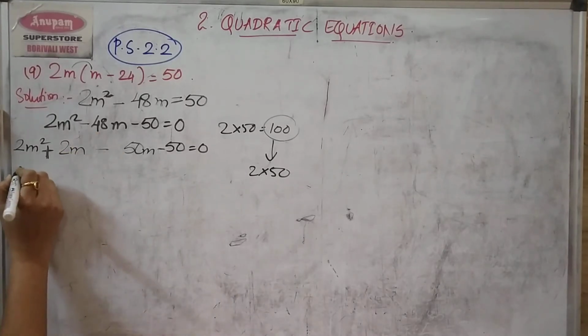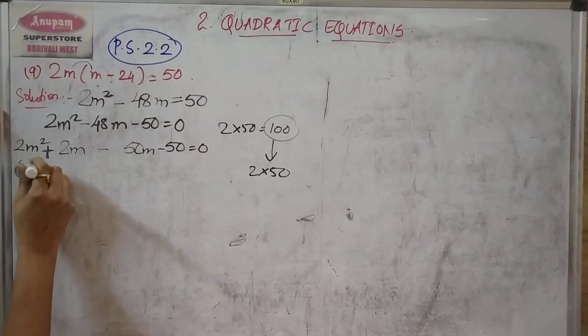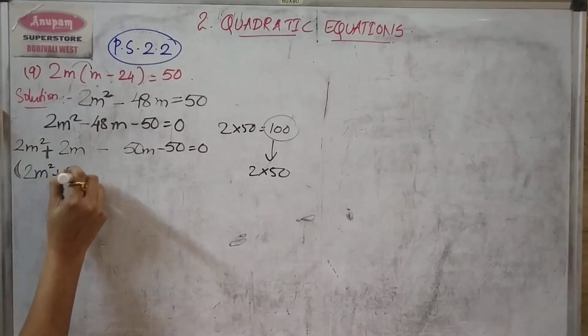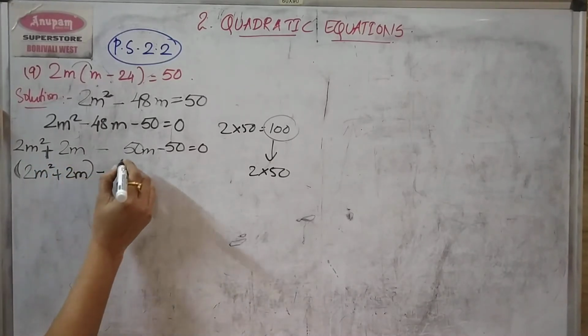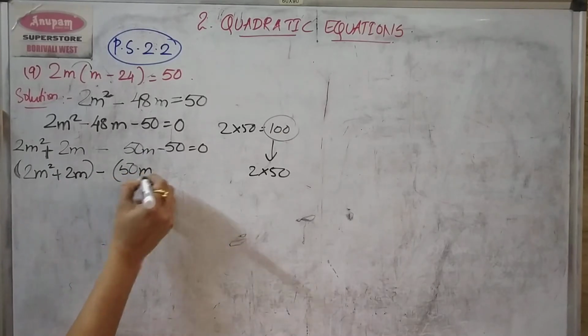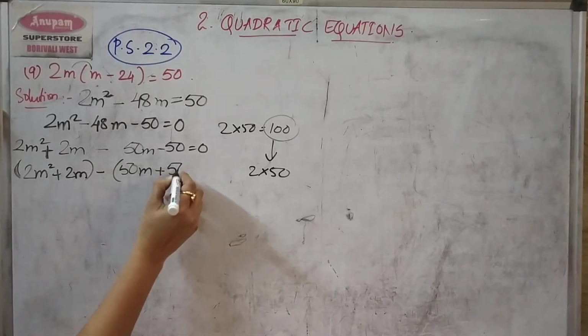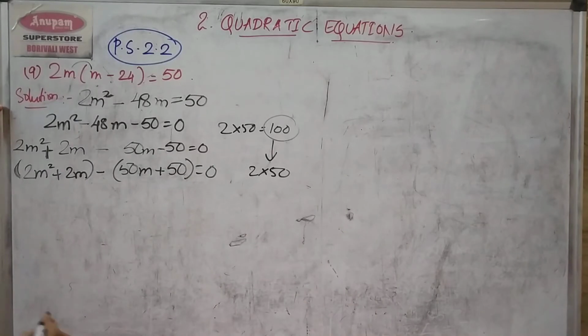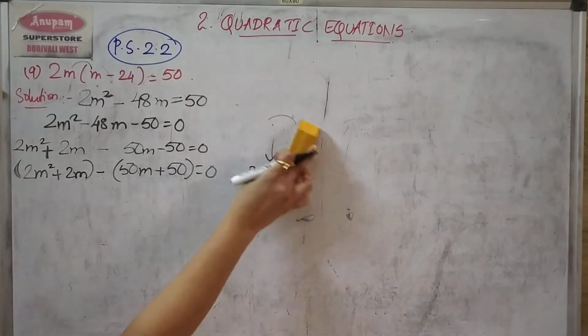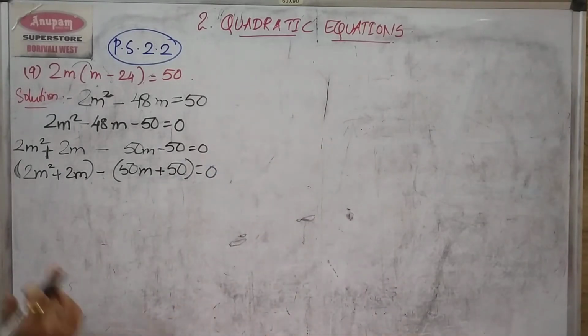So now, the next step we are going to make the groups of 2. So this will be 2m square plus 2m. And the next group will be minus 50m. Since there is a minus sign, the sign inside will change. Okay. Now, let us find out what is common.